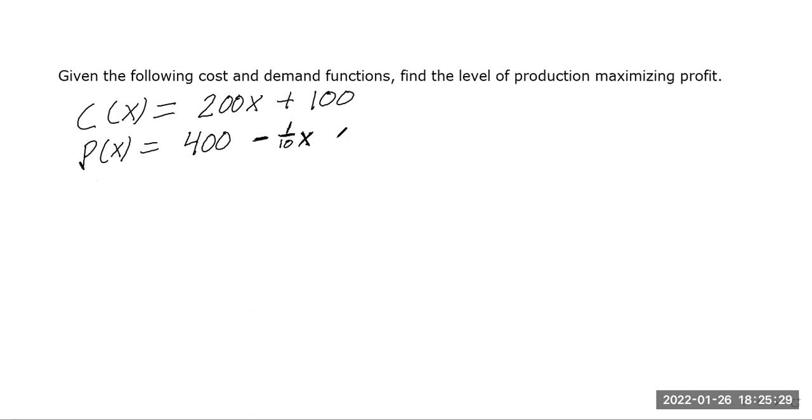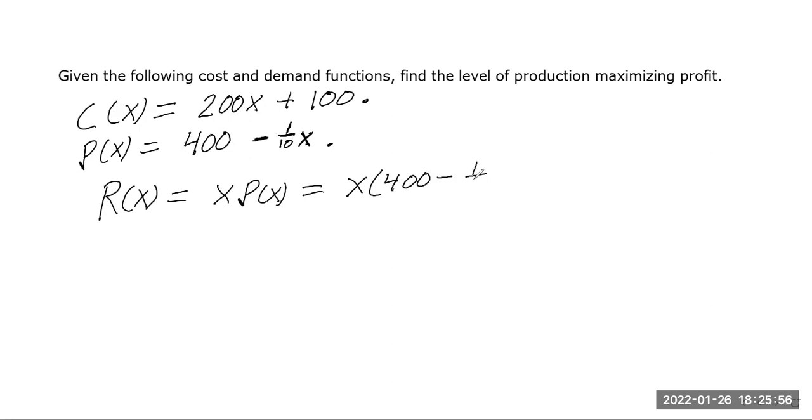Now, the thing about these two functions is that they don't really tell the whole story. What we have to recall is that revenue is equal to x times that demand function. So keeping that in mind, x stays where it is, but now I can replace this demand function into these parentheses. Then I can distribute the x. And that's our revenue function.